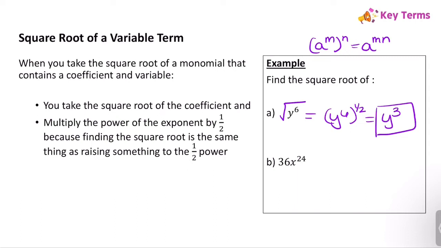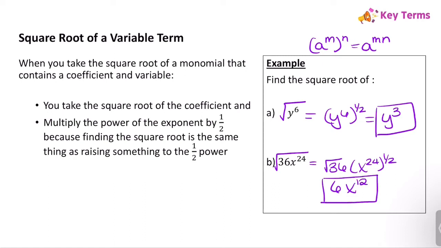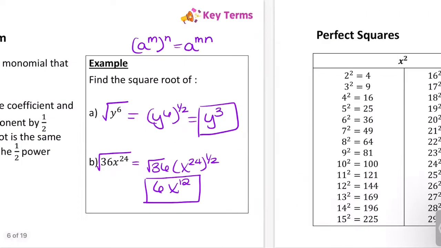Well, what if I want to find the square root of 36x to the 24th? Well, I'm going to rewrite this as the square root of 36 times x to the 24th to the 1/2. Okay, the square root of 36 is 6, and then x to the 24th to the 1/2, well, we just multiply 24 times 1/2, and that gives us x to the 12th. Okay, so 6x to the 12th is the square root of 36x to the 24th.